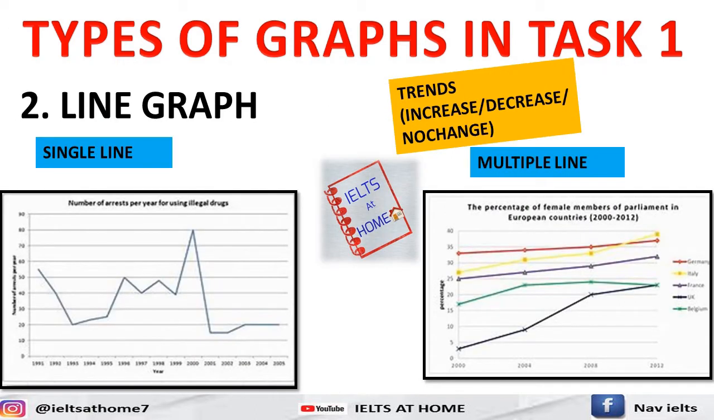So now you can see the line graph on your screen. There are 2 graphs, one is a single line and another is a multiple line. If it's a single line, then you can see only a single line in your graph, which shows the trends, and on the other side you can see there are 2 or more than 2 lines in the multiple line graph. So in a line graph you just need to find out the trends, whether it is an increase, a decrease, or there is no change in that graph.